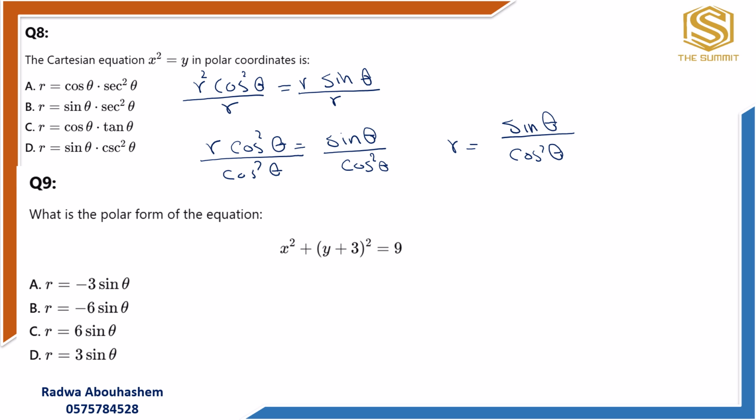You remember that the secant is just 1 over cosine. So this means that secant squared is just 1 over cosine squared theta. So this means it's just sine theta multiplied by secant squared theta.